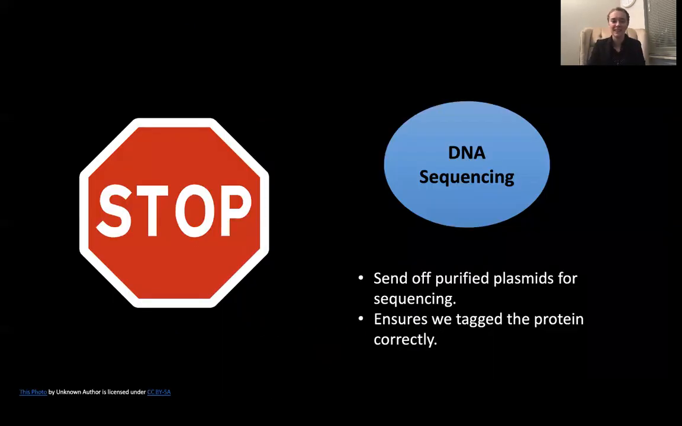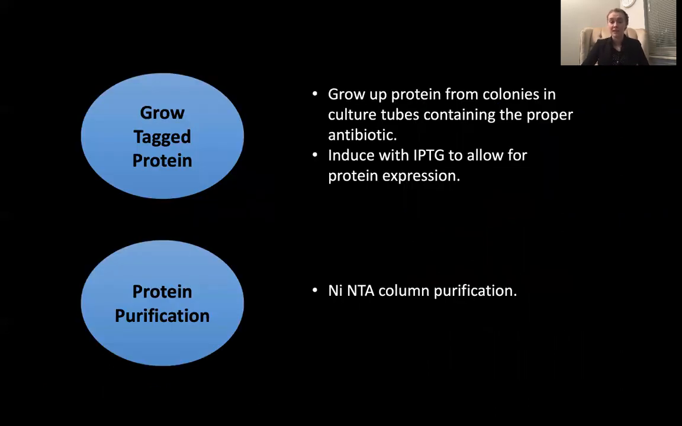It's awesome. So at this point, we have to stop because we're not sure if we inserted the tag correctly. To ensure that, we send off samples of colonies. We take a toothpick and pick off a colony and purify the plasmids out of it. We send it off and make sure, okay, is this what we wanted the amino acid sequence to look like? And is that what is on the plasmids that we purified? So we just make sure that the tag was inserted correctly and that we're ready to move on to the next step.